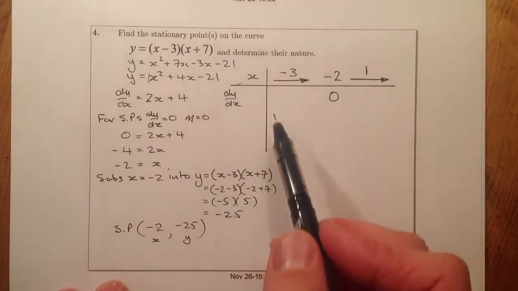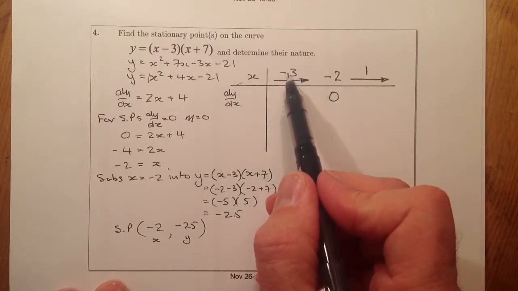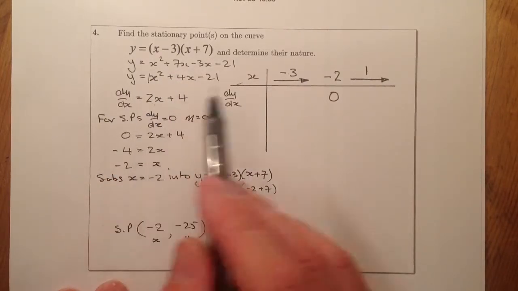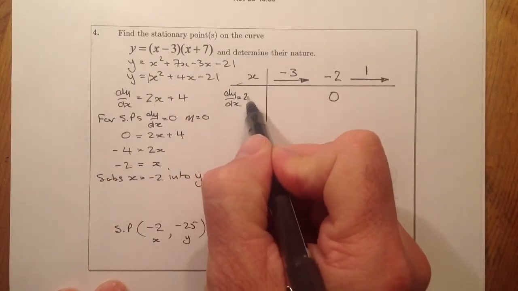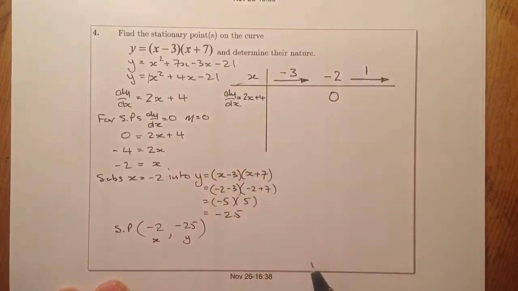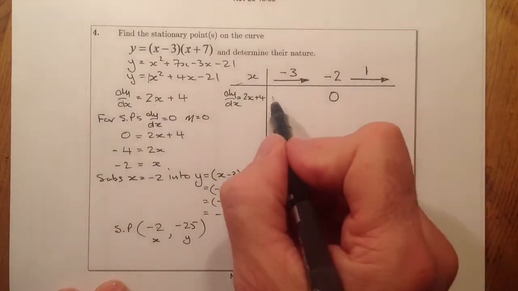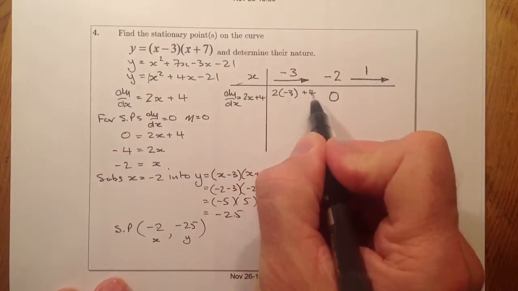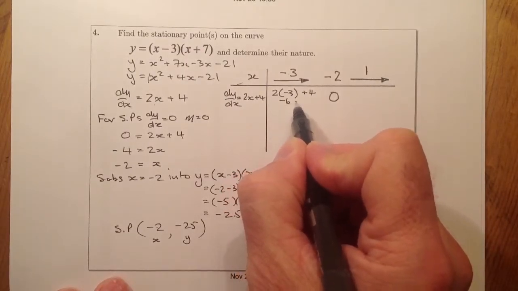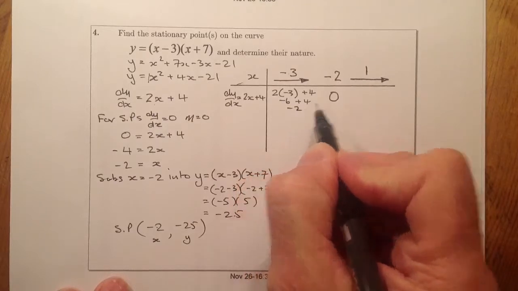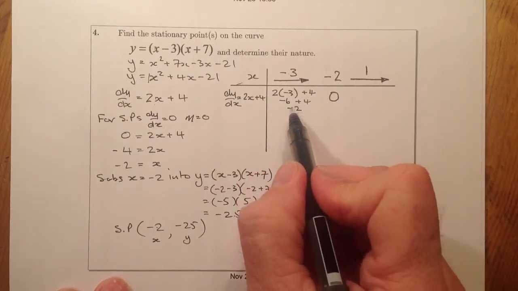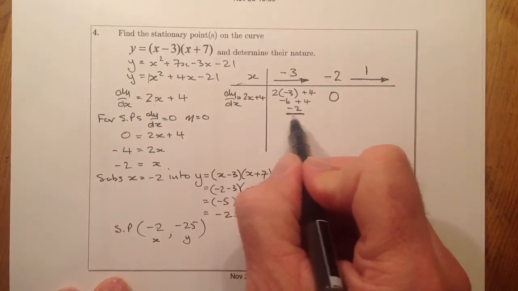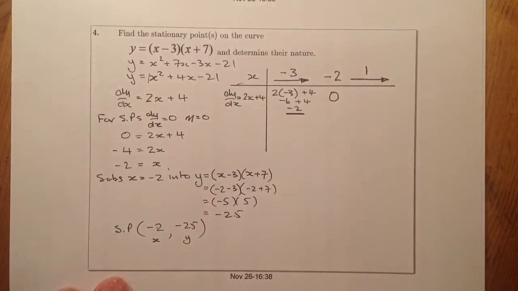Okay, so what I'll do here is I'll substitute -3 into this equation here, the dy by dx equation, which is 2x plus 4. So to work this through, I'll go for 2 times -3 plus 4, so that will give me -6 plus 4 gives me -2. And the key thing I'm looking for there is is it a positive or a negative value? That there is a negative value.